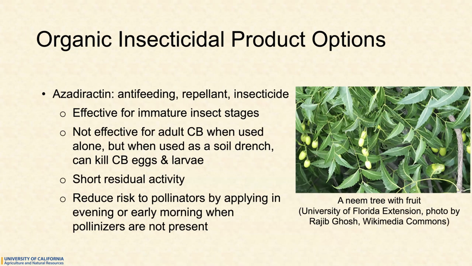So if you're going to use azadirachtin, just bear in mind that it's most effective for immature insect stages. It's not going to be effective for adult cucumber beetles when you use it alone, but when you use it in a soil drench, it can kill cucumber beetle eggs and larvae. It's going to have relatively short residual activity. And if you're going to use this, you can reduce the risk to pollinators by applying it in the evening or in the early morning when pollinators are not present.